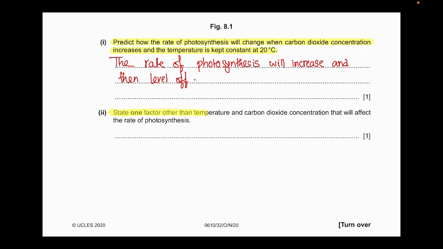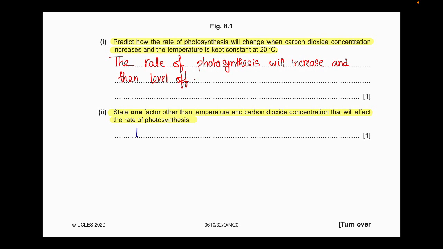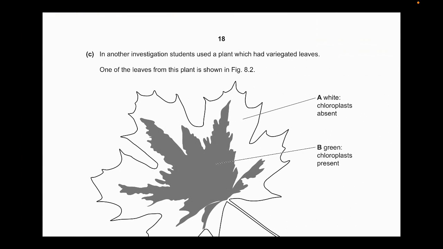State one factor other than temperature and carbon dioxide concentration that will affect the rate of photosynthesis. So things that will affect the rate of photosynthesis will be light intensity. Definitely light is needed for photosynthesis. Light intensity will definitely affect the rate of photosynthesis. Moving on, guys, next question.